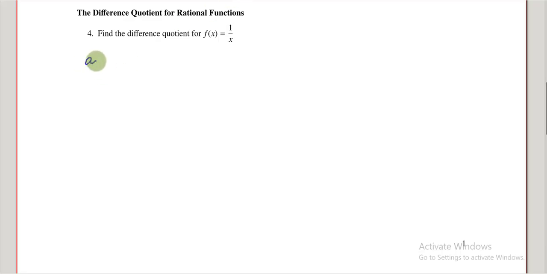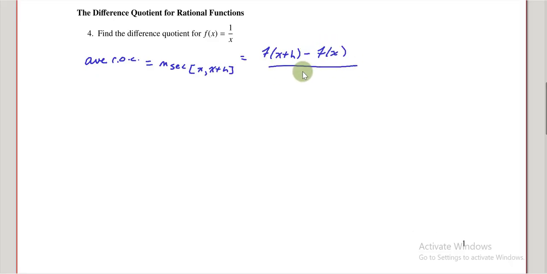So we would say that our average rate of change, which is the same thing as the slope of the secant line connecting x to x plus h, is equal to f of x plus h minus f of x all divided by h. So in our case, we would have 1 over x plus h minus 1 over x all divided by h. Clean that up slightly.